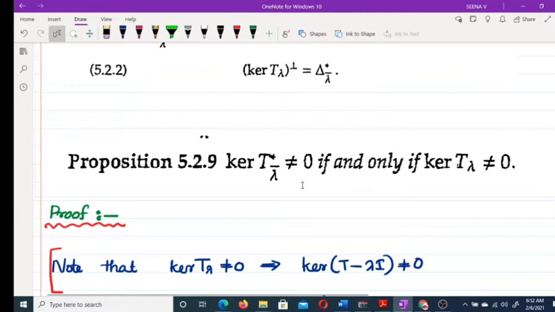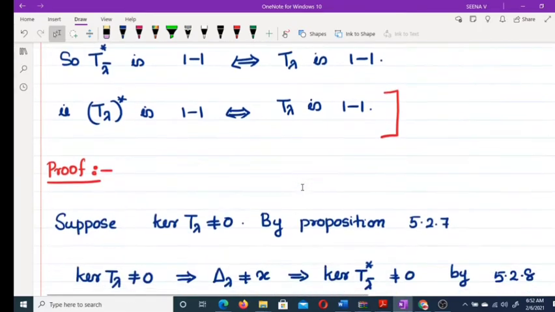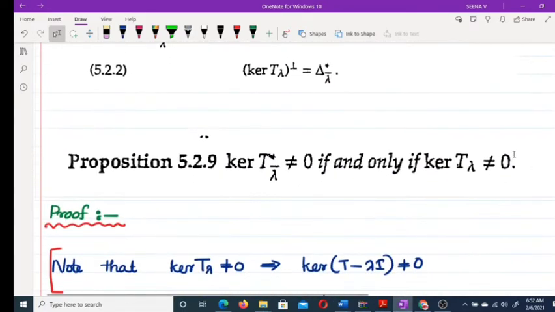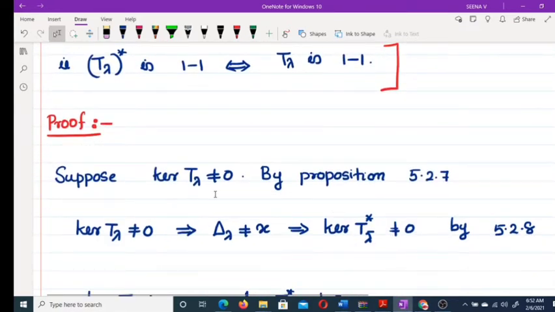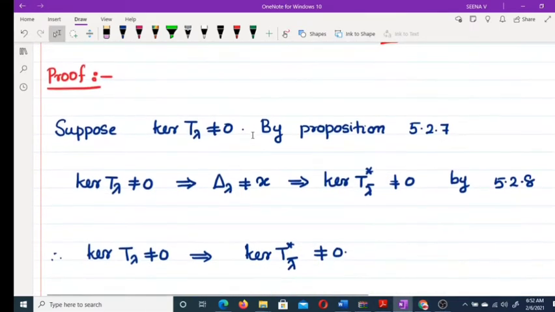Now moving to the proof of our proposition. The proposition says that T_λ not 1 to 1 implies T_λ star is not 1 to 1, and conversely. Suppose we take this part. That means kernel T_λ is not equal to 0. By proposition 5.2.5, kernel T_λ not equal to 0 implies Δ_λ not equal to X.